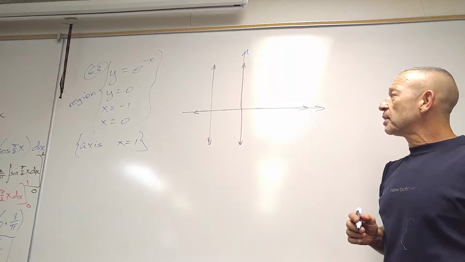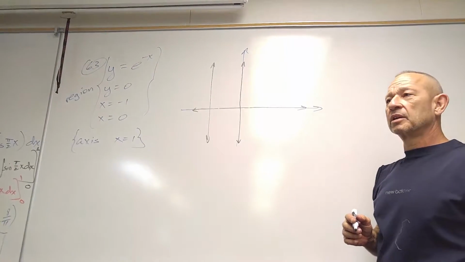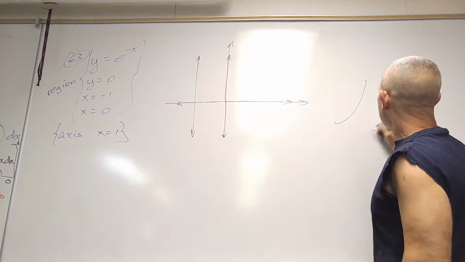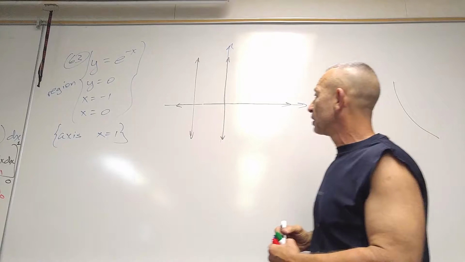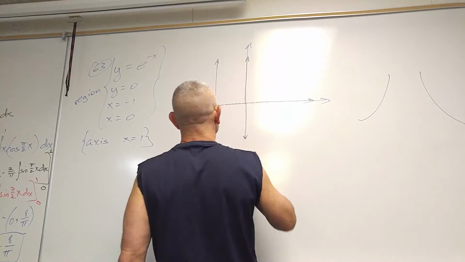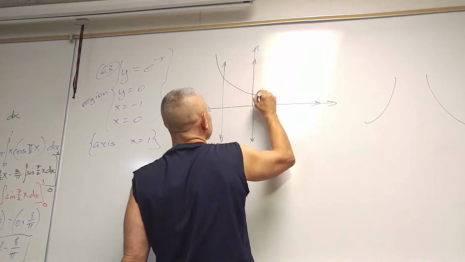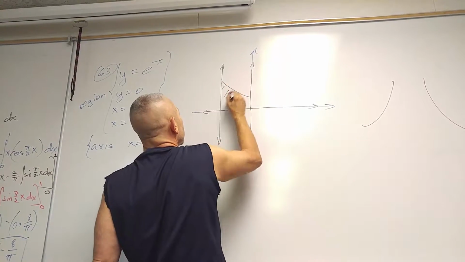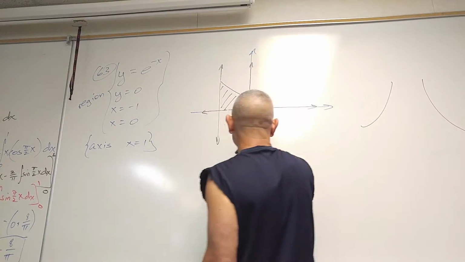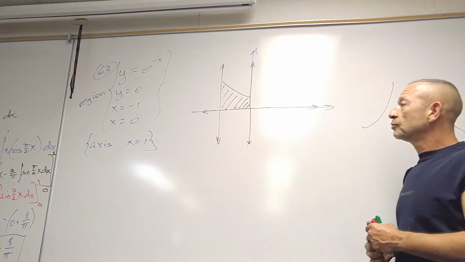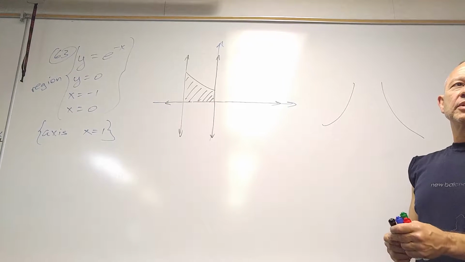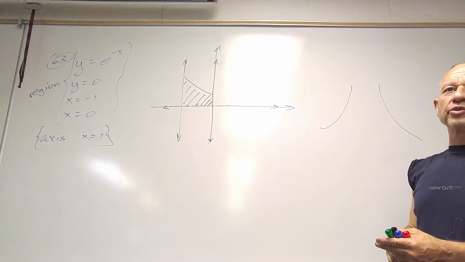And what does e to the minus x look like? E to the x is increasing, isn't it? E to the minus x is decreasing. So it's going to be something like this, isn't it? And there's the region we're looking at. Did they tell us which method to use? I think they want us to use shells again.